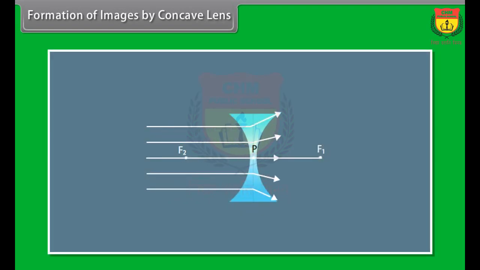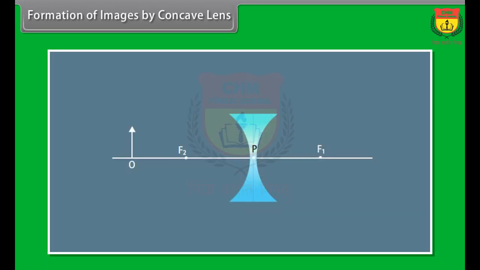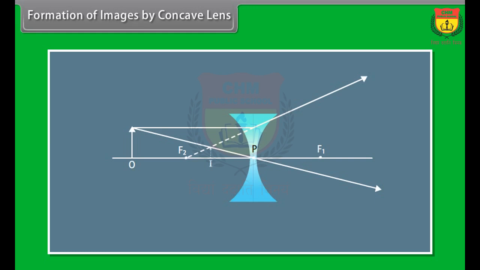Formation of images by concave lens. When the object is placed at infinity, then the image formed at F on the same side. The nature of the image is virtual, erect and diminished to a point. When the object is placed at any distance, then the image formed on the same side between optical center and F. The nature of the image is virtual, erect and diminished.